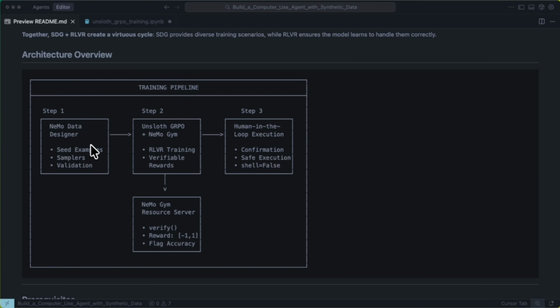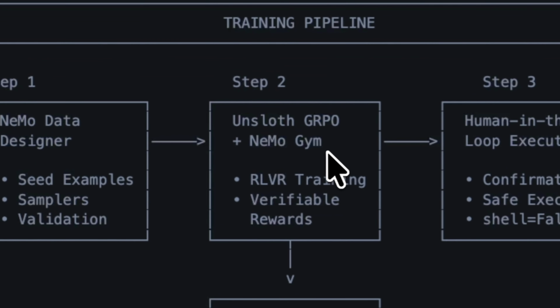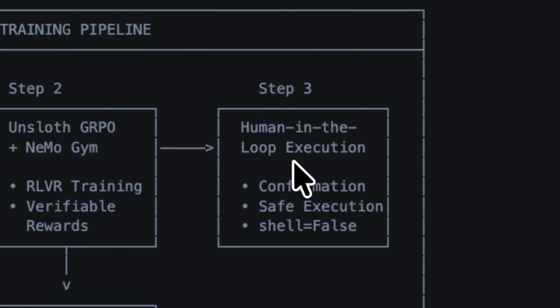And this is going to be part of how we do it, which is we're going to start by generating, again, that big pile of synthetic data using NeMo Data Designer. Then we're going to go ahead and use Unsloth GRPO plus NeMo Gym. NeMo Gym is the thing that's going to provide the rewards. We'll look at that in a little bit. And then we're going to have our human-in-the-loop execution of our agent.